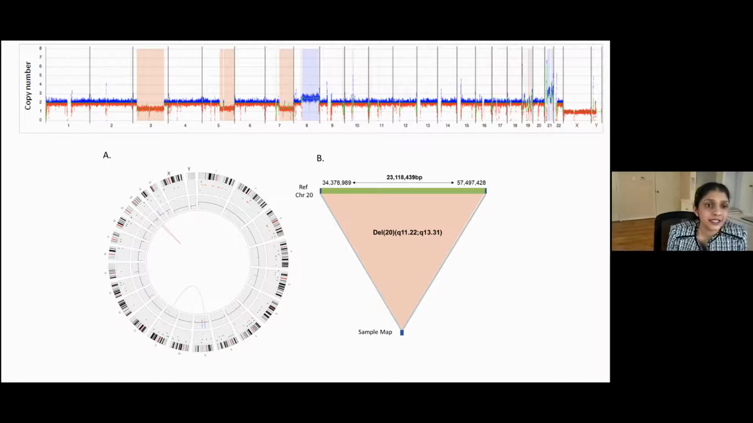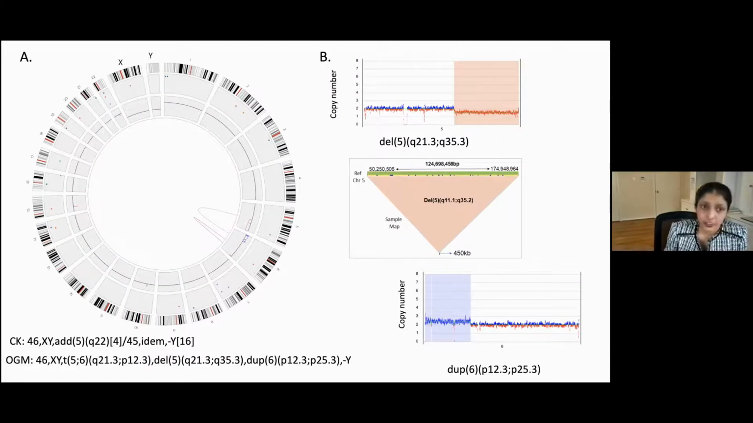Here we can see there is a large segmental deletion of chromosome 20 that the OGM is able to pick up that matched with the conventional karyotype. Now here is another example of MDS where we are able to identify deletions in chromosome 5 shown in red. We are able to identify precise genomic details of the deletion as well as, in addition, a gain of chromosome 6 that is apparent. Now, this was not picked up by conventional karyotype.